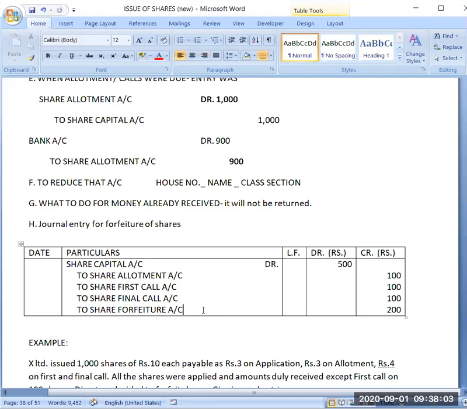Okay. So this question has also been answered. I hope this application part is also clear now. Whoever asked about the application part, is it also clear about his query? Whatever money you have received, that money has to be transferred. Maybe suppose you have received application and allotment money. So in the entry there will be share first call and final call only. Yes, clear now?